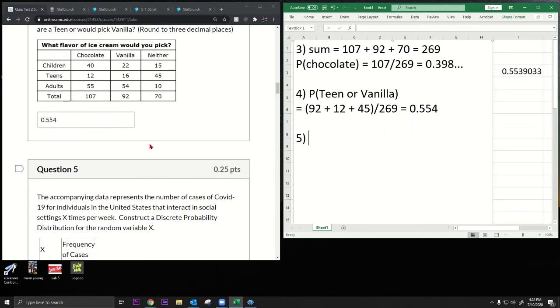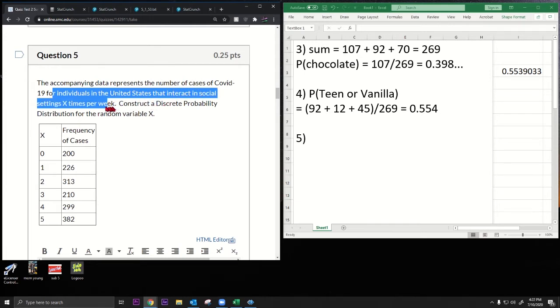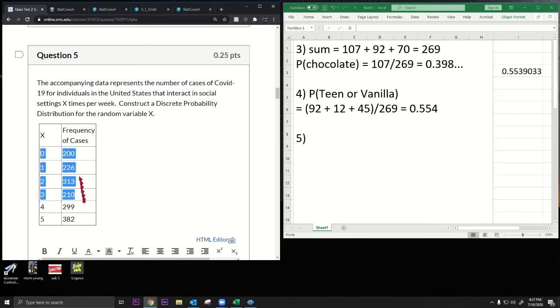5. The accompanying data represent the number of cases of COVID-19 for individuals in the United States that interact in social settings X times per week. Construct a discrete probability distribution for the random variable X. So we basically need to divide, right? You have all these cases. We need to find the sum and then divide 200 divided by that sum. So let's see how we can do that.